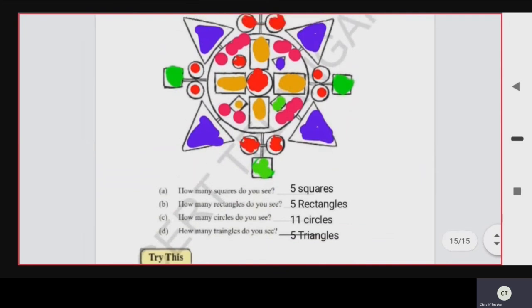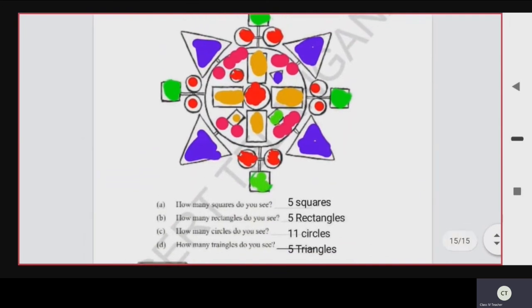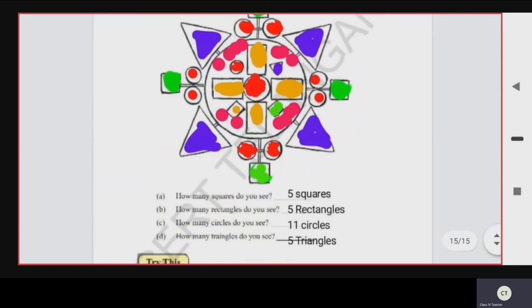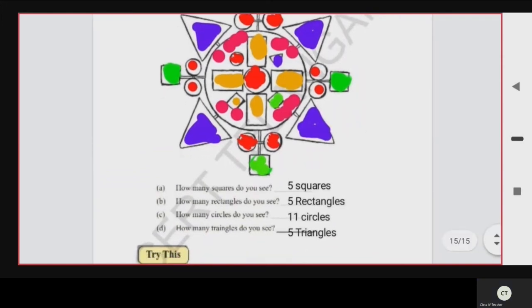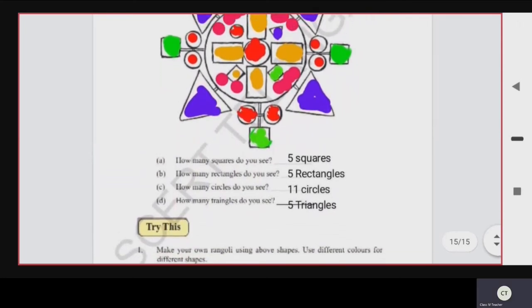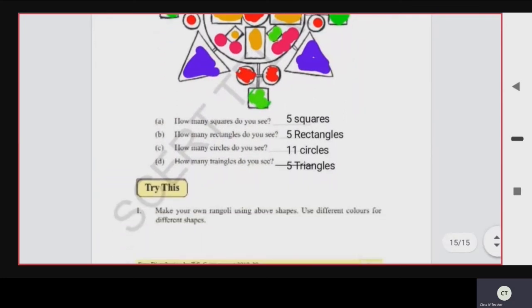So how many squares do you see? If you just count the colors, you can see 5 squares. And how many rectangles do you see? Yellow color, if you find it, you have 5 rectangles. And how many circles do you see here? Total you have 11 circles. Then how many triangles do you see? 5 triangles. 5 triangles are in the blue color. Yes, count them.